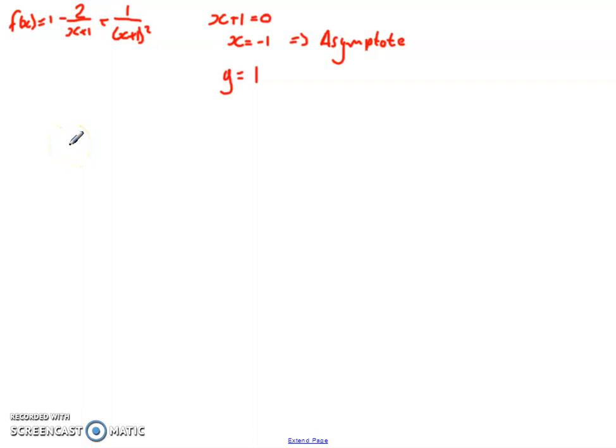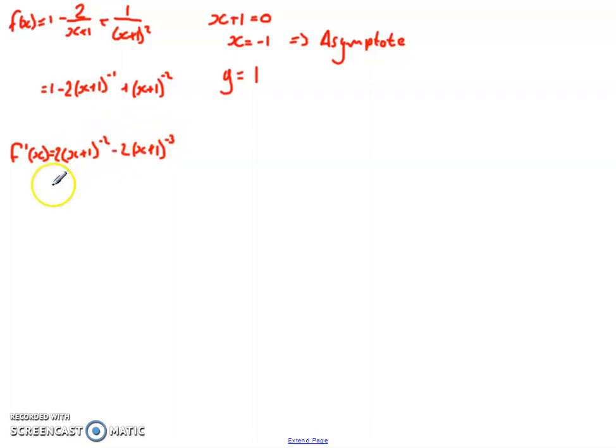So first things first, let's look at the stationary point. So we know for stationary points, we want to take the derivative of f of x. Now one thing I'm very quickly going to do is rewrite it. So I end up with 1 minus 2 bracket x plus 1 to the negative 1 plus 1 times, or just leave it without the 1 times, x plus 1 to the negative 2. What that means is when I take the derivative f dashed of x, what I end up getting is 2 bracket x plus 1 to the negative 2, take away 2 bracket x plus 1 to the negative 3.